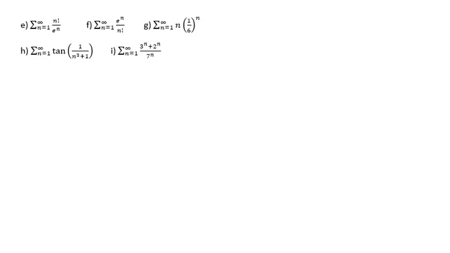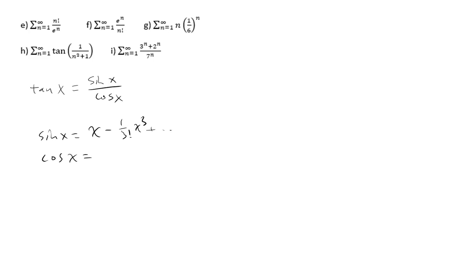Okay, what about tangent? Well, the tangent also has a similar property as the sine. See, tangent, we know tangent x is sine x over cosine x. And if you recall sine x is like x minus 1 over 3 factorial x cubed, and so on and so on. And cosine is like 1 minus 1 over 2 factorial x squared, then plus so on and so on. So when x is really, really small, sine x is like x, and cosine x is like 1. So when x is really small, tangent will be like x over 1.